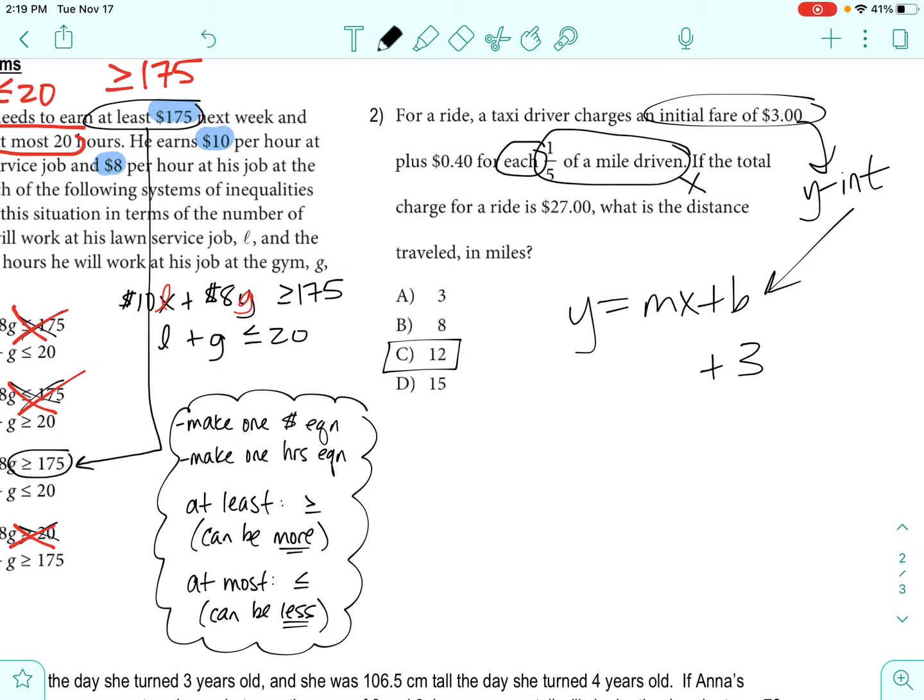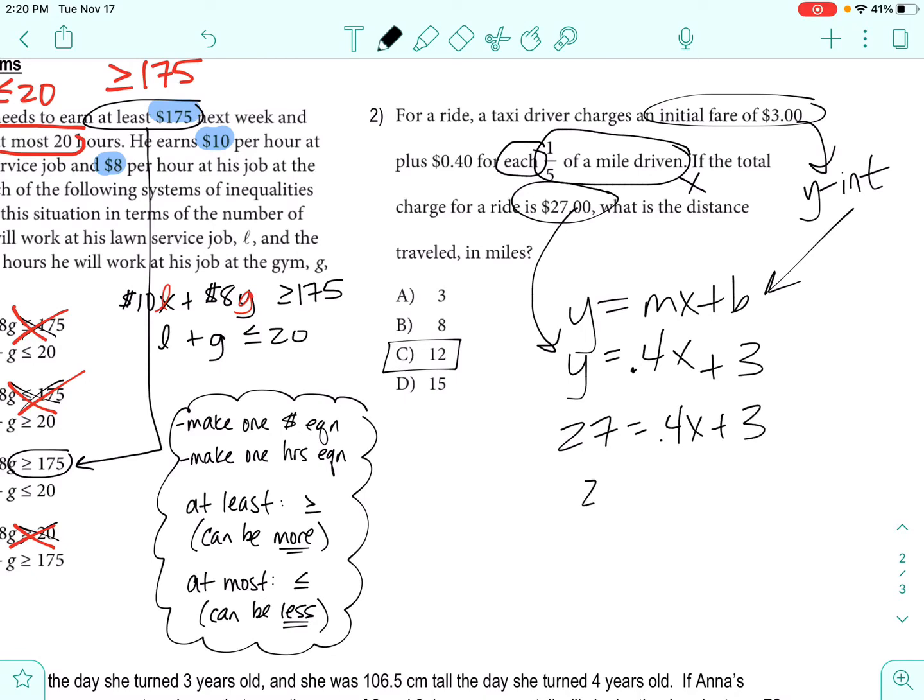I want to deal with the fifth of a mile later, but I do know that he's going to charge me 40 cents per increment. And in this case, the increments are a fifth of a mile. I'll get to that later. I don't want to deal with that all at once right now. So let's first just solve. He's going to charge me a total of $27. So I've got $27 here. That's what my equation equals, so 0.4x plus 3.